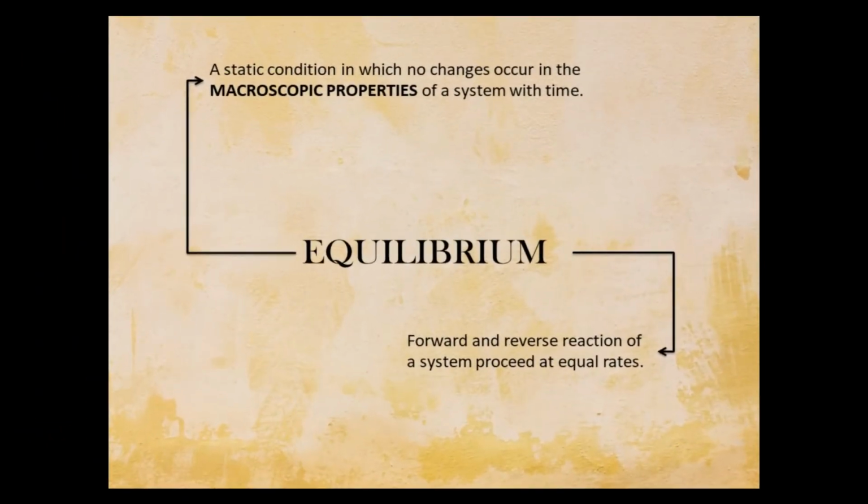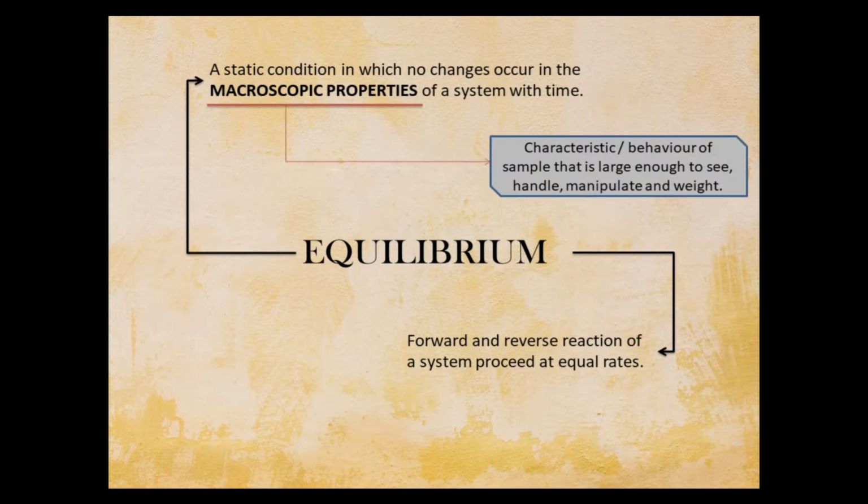Let's start with the meaning of equilibrium. Equilibrium is a static condition in which no changes occur in the macroscopic properties of a system with time. You must be wondering, what is the meaning of macroscopic properties? Macroscopic properties are characteristics or behaviors of a sample that is large enough to see, handle, manipulate, and weigh. For example, pressure, volume, temperature, composition, and density. These properties consist of a large number of particles.